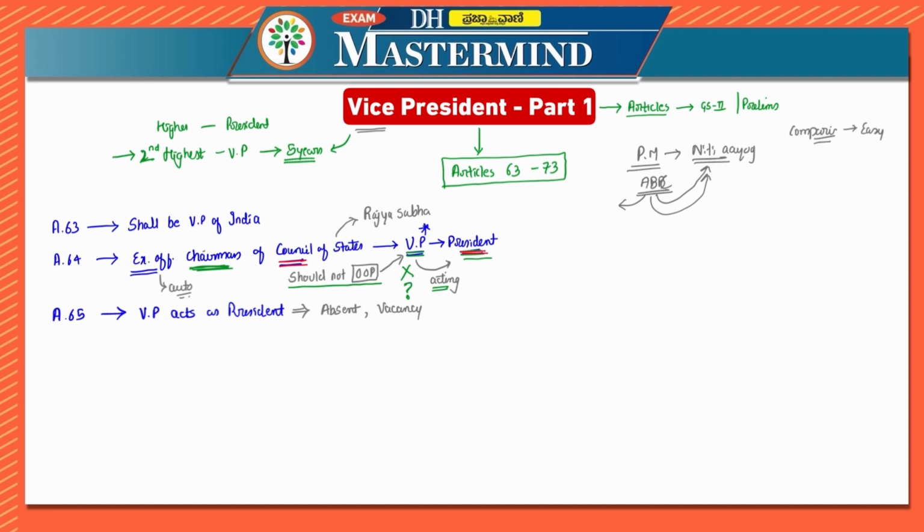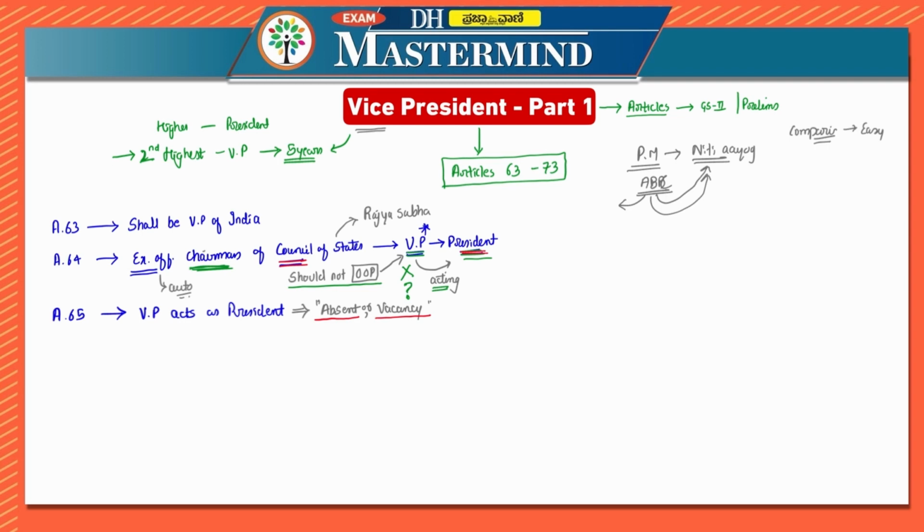That is, there is always a president in India. So if the president is absent, or there is a casual vacancy in the office of the president, at that time the vice president acts as president. Now there are two points in this. First, they are saying if the president is absent. Second, they are saying if there is a vacancy.